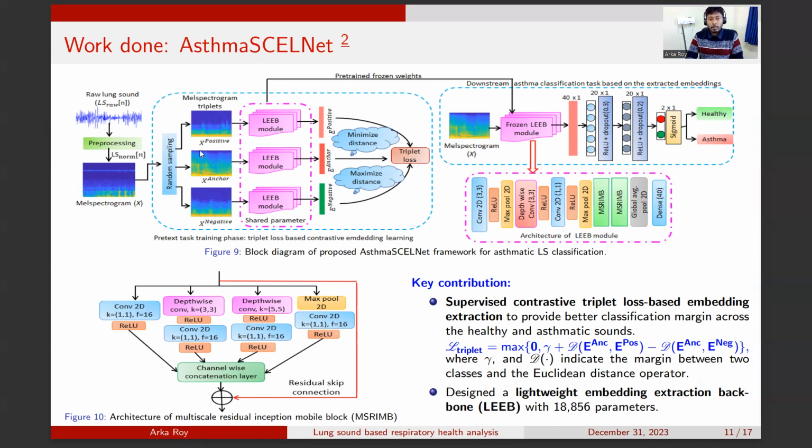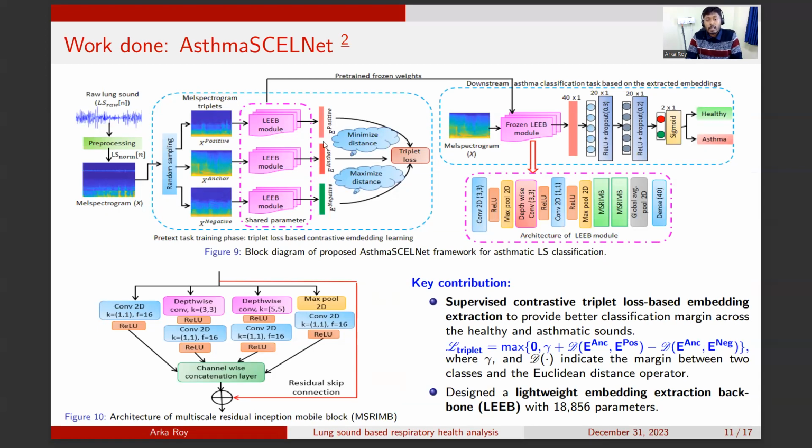One is the positive class, anchor class, and negative class. Now, positive and anchor are basically coming from the same class, and negative is coming from some other class, other than the one from which the positive and anchor are coming. Now we have constructed a lightweight embedding extraction module, which basically extracts compact embeddings from the given input mel spectrograms.